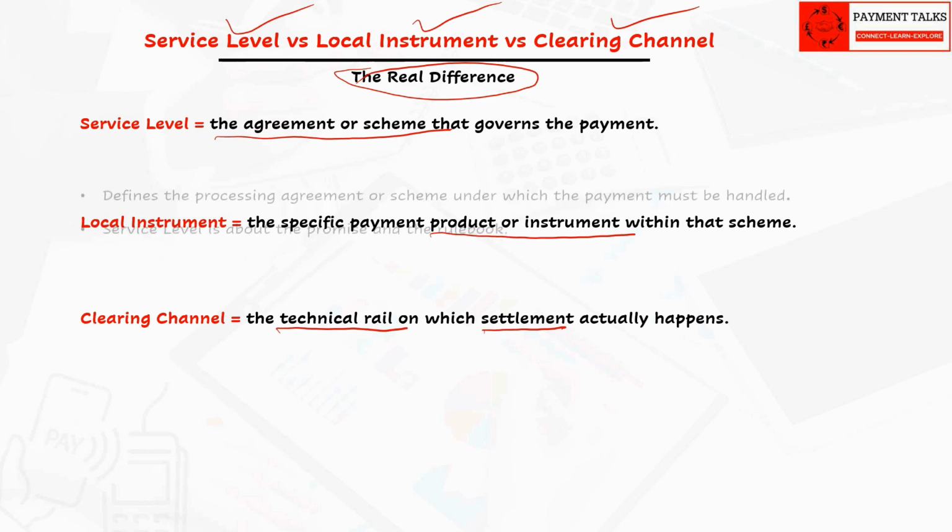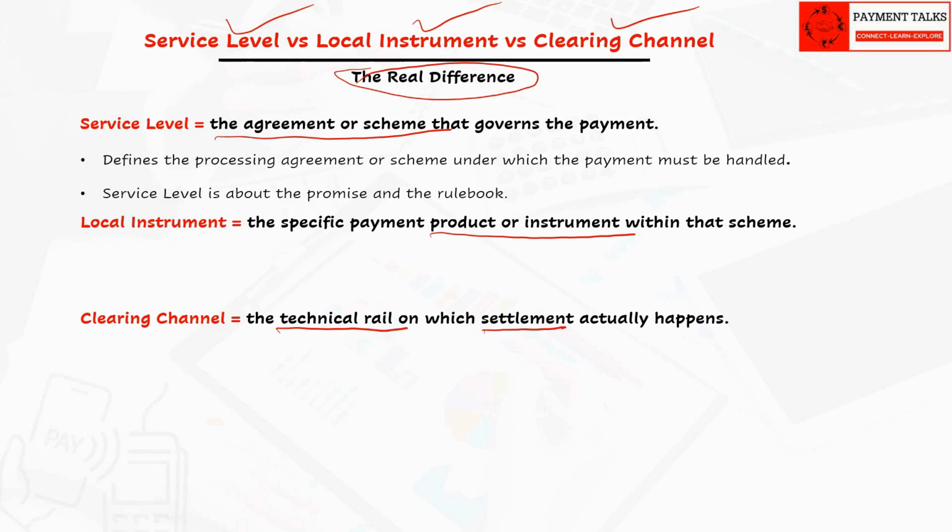First, service level. Service level defines the processing agreement or scheme under which the payment must be handled. It is a commitment between the initiating party and the bank or between two banks about the rules that apply. Service level is about the promise and the rule book. It does not tell the bank which pipe to use. It tells the bank what the payment must achieve under what rules.